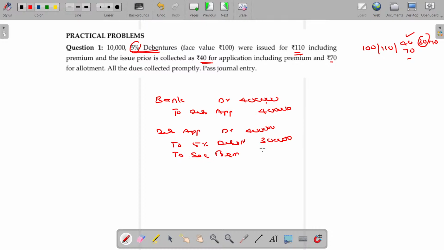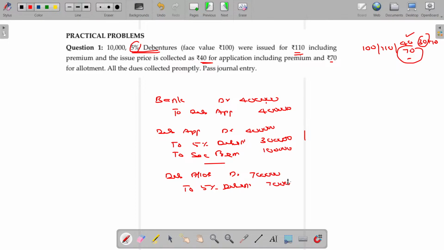Clear? Now, what is the journal entry for the due entry? Means allotment. Due entry for allotment being, come on, copy that. Work out the illustration. What is the journal entry? Debenture allotment account debit, to 5% debentures. No, securities premium is already collected there. So 70 into 10,000, 7 lakhs.